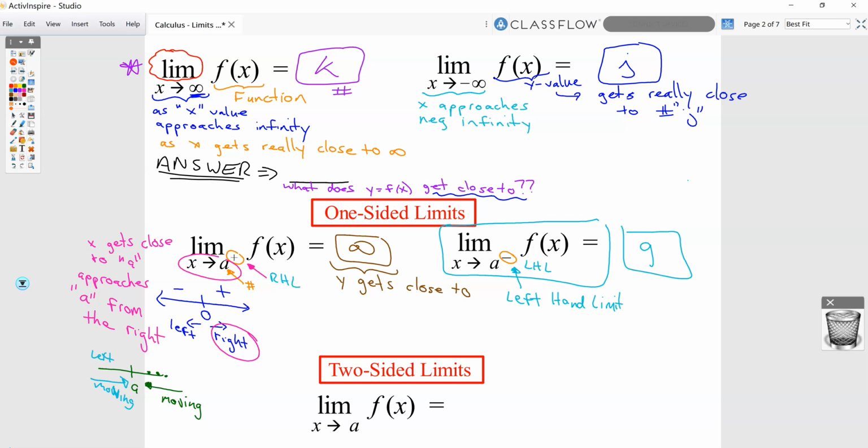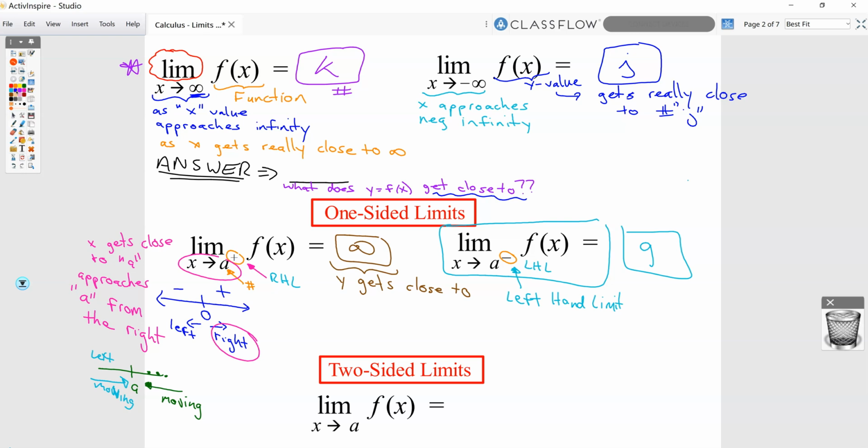You do not have to equal the value, you just have to get close. So when you have that hole, you have a missing value. Y does not equal anything at x equals a. There is no y value at x equals a. But when we do a limit, we're not trying to answer the question, what does y equal? We're trying to answer the question, what does the y value get really, really close to? So it's getting closer and closer to the value g. So even though it doesn't equal that, we would say that the limit is equal to g. All right? So that's a one-sided limit on the left.